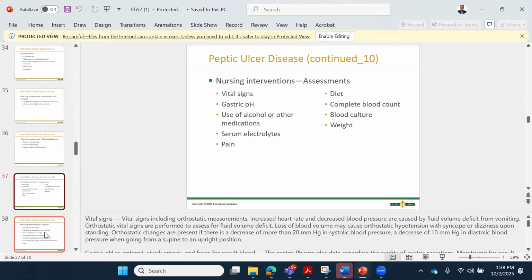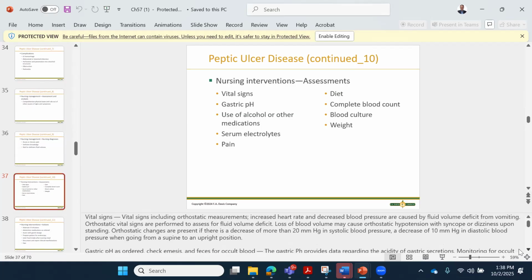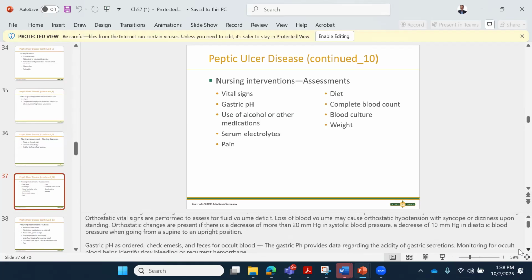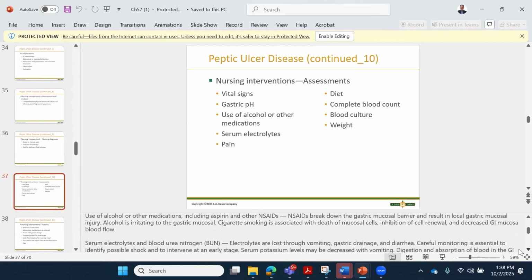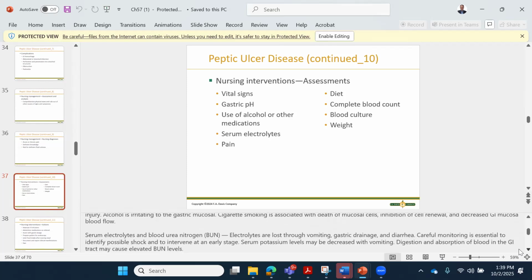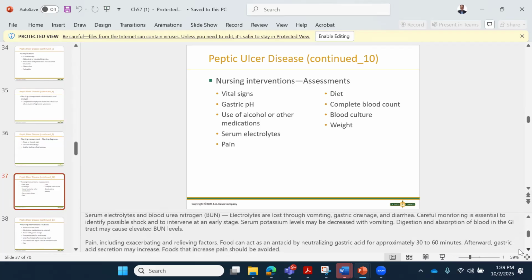Also, they mention other things like diet, complete blood count, blood cultures, weight. And again, daily weights are the best overall indicator of fluid volume status. So again, you would want to look at, is the patient taking NSAIDs? Do they ingest alcohol? All of those things too.